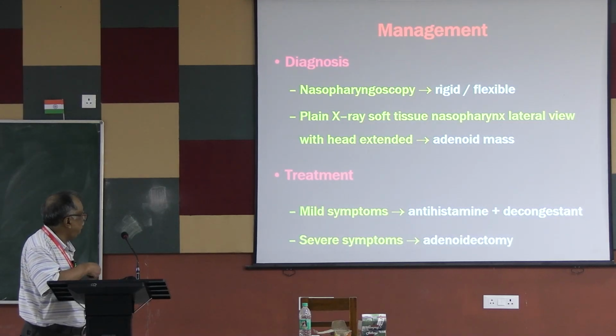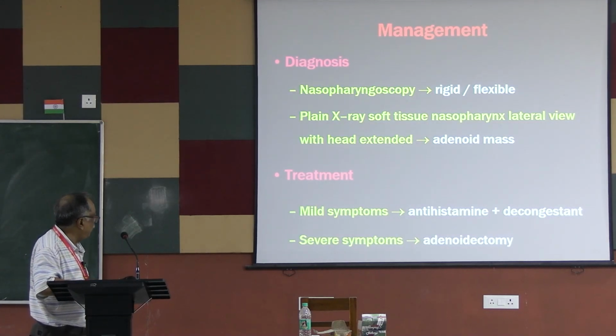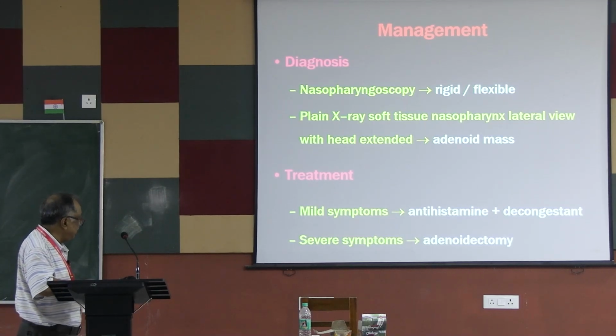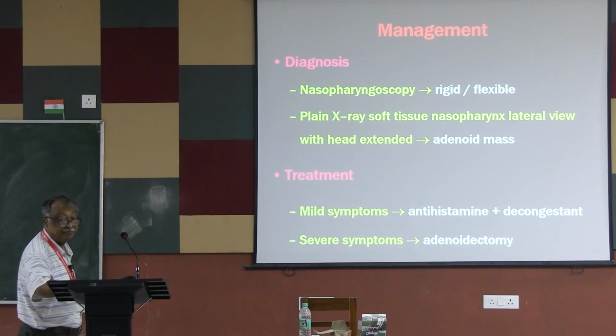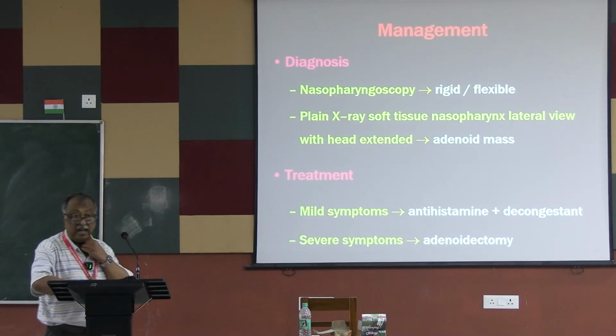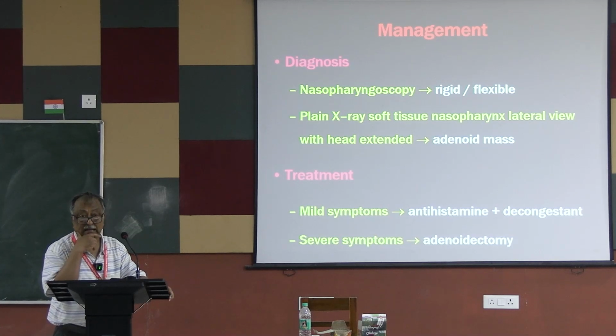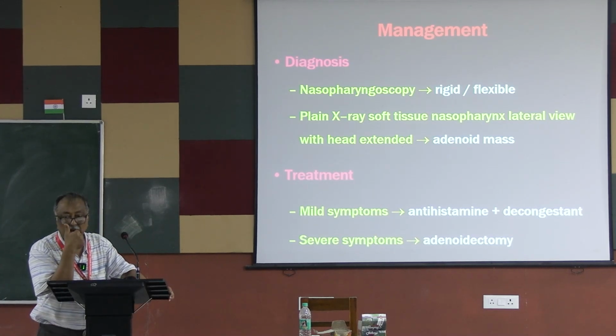Management: the nasopharyngoscopy, the plain soft tissue nasopharyngeal lateral view. Treatment of mild symptoms is by antihistaminic and decongestant, and for severe symptoms it is the adenoidectomy. Five minutes later, I will describe to you the procedure of the adenoidectomy. Before that, if you can see when I show the instrument, there is the adenoid curette with cage, and the patient is in a position different from the tonsillectomy.